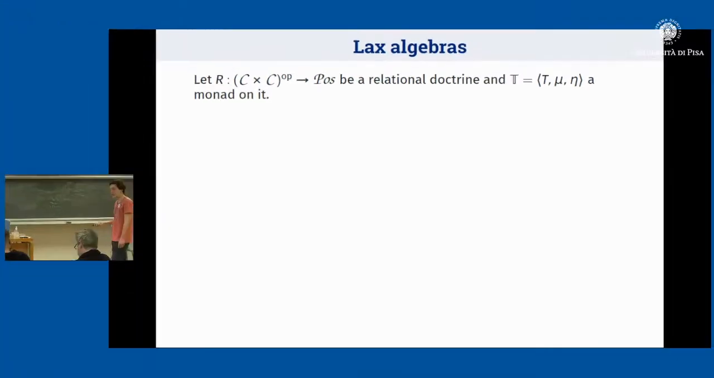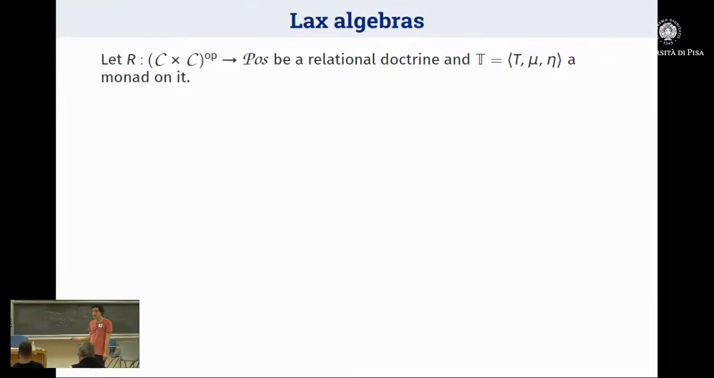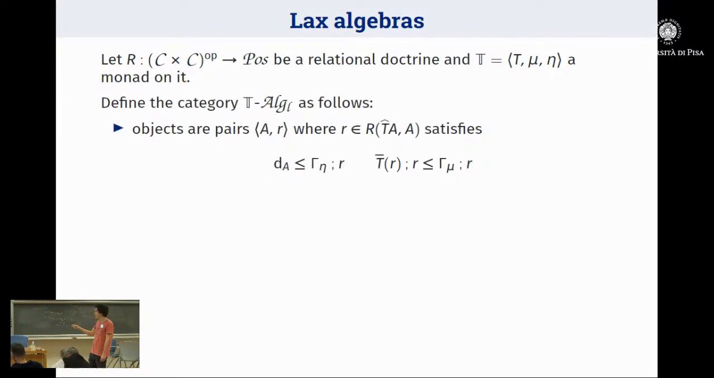So we take a relational doctrine and a monad on it, and we want to construct a category of lax algebras. Basically, this follows what people working in monoidal topology do. They work basically on the category of sets. Here we work on an arbitrary relational doctrine. So given this monad, we define this category of lax algebras where objects are pairs of an object in the base category and a relation from T of A to A.